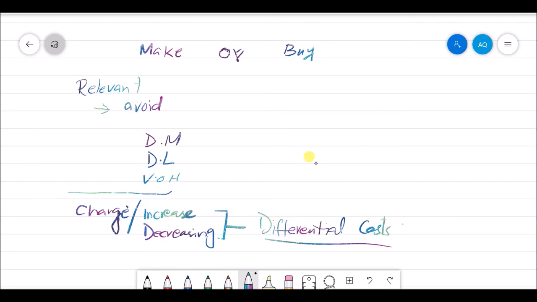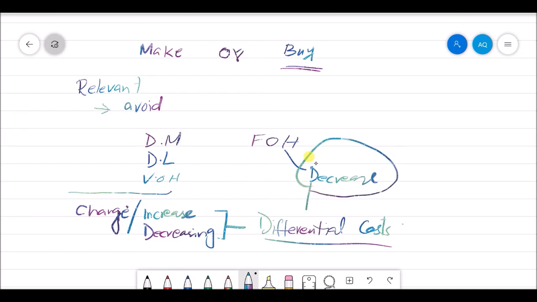So for example, we have some factory overhead. Maybe this will decrease if you decide to buy the product from the seller. So this saving, this differential cost is also a relevant cost because you can avoid it. So any cost which you can avoid, any cost which increases, any cost which decreases, these are all relevant costs.